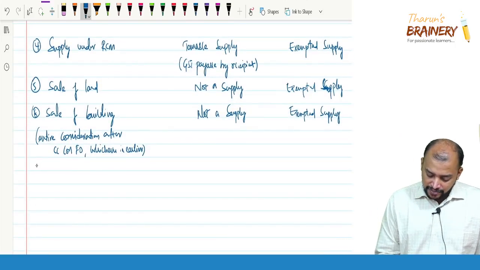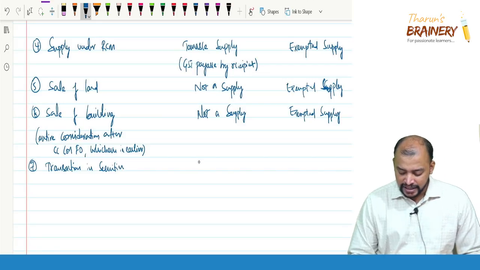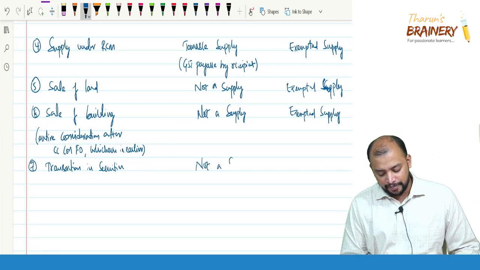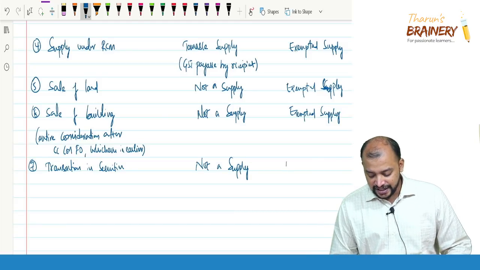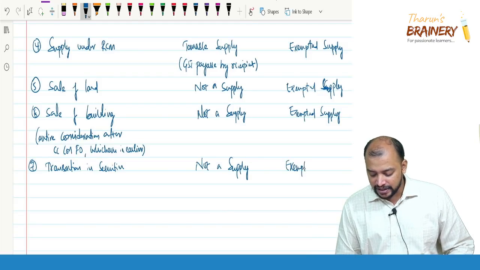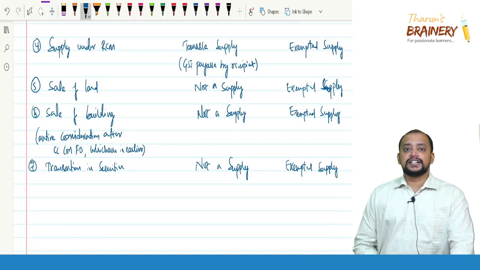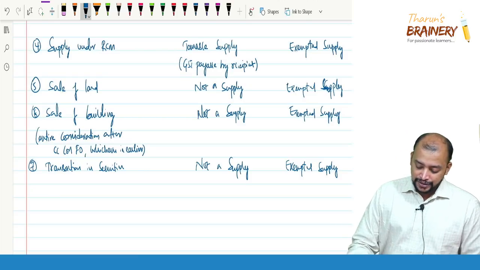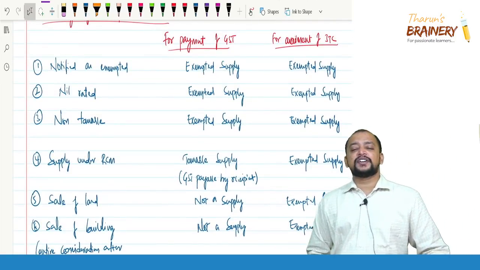And then number 7, transaction in securities. It is the same here. Transaction in securities is not a supply for payment of GST, but for availment of ITC, it is treated as exempted supply. So these are the 7 transactions which are treated as exempted supply for availment of ITC.